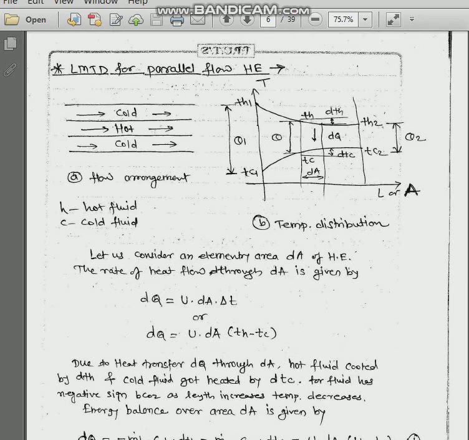Now we will start LMTD for parallel flow heat exchanger. As we have seen what is meant by LMTD, logarithmic mean temperature difference. If you see, you will find out this is the concentric tube heat exchanger. From the inner pipe hot fluid is flowing in the direction shown by this arrow, and from the outer pipe the cold fluid is flowing, and you can see the directions shown by the arrows.